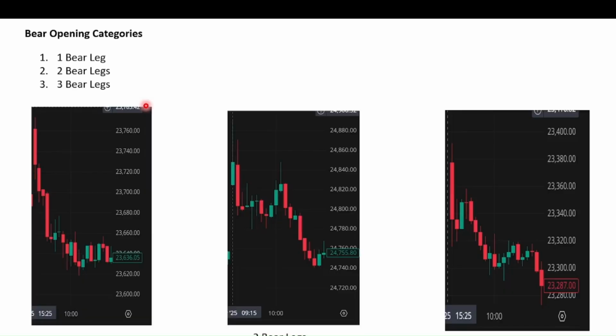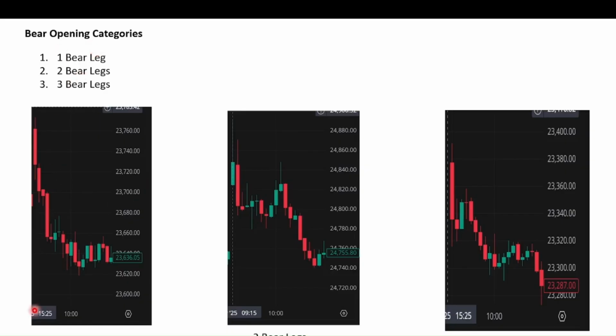In the bear openings, I have made 3 different categories, and again all this study and all this outlook is subjective to my view. You can categorize them based on different things than I categorized them. All this is my way of thinking and looking at the market and the data, and it is totally subjective. Somebody else could do it in some other way, right?